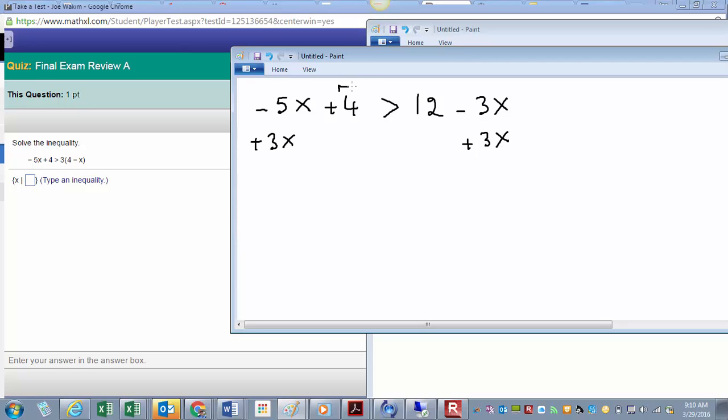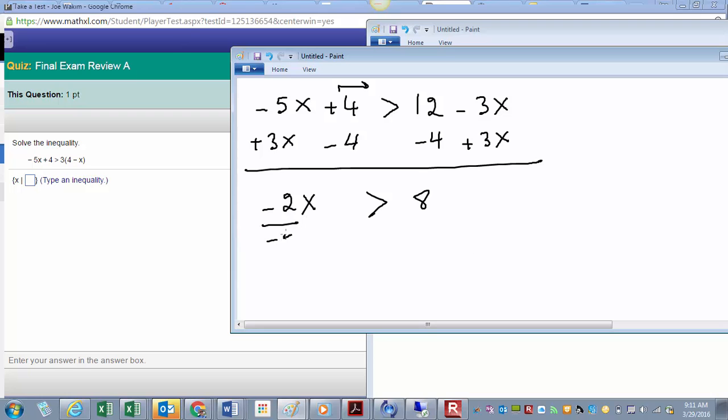To move the 4 to the right, we need to add the opposite, negative 4, add negative 4 to both sides. So minus 5x plus 3x is negative 2x, 4 minus 4 cancels, is greater than 12 minus 4 is 8. These will cancel. One more step, we need to get x by itself. Let's divide both sides by negative 2, flip the symbol. Remember, when we divide or multiply by a negative number, we gotta flip the inequality symbol. And so x would be less than negative 4.